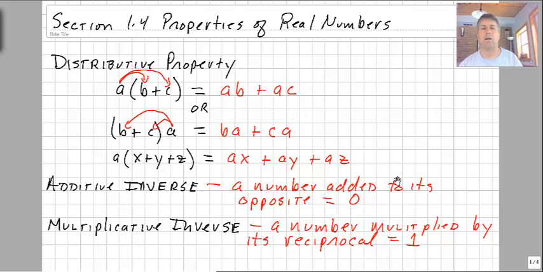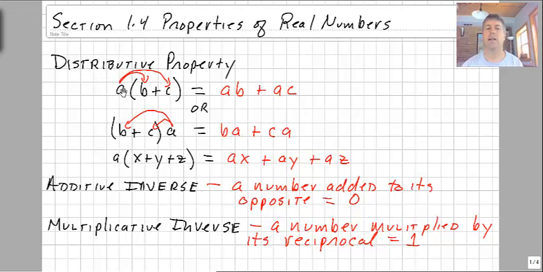Welcome back. This section, section 1.4, is properties of real numbers. We're going to be spending a lot of time taking some notes and going through some basic definitions. We're going to begin with the distributive property. You guys are familiar with the distributive property.